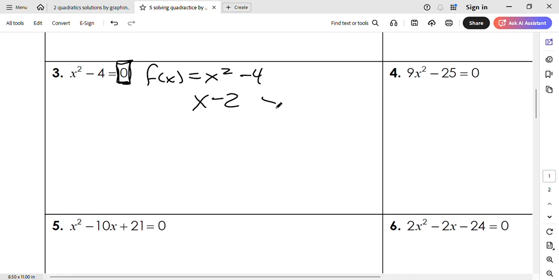X minus 2, x plus 2. Why x? Because of the square root of x squared. Why 2? Because of the square root of 4. One plus sign, one minus sign. Maybe I'll put that in colors for you so we can make sure we get that. Here's a plus sign. Here's a minus sign.